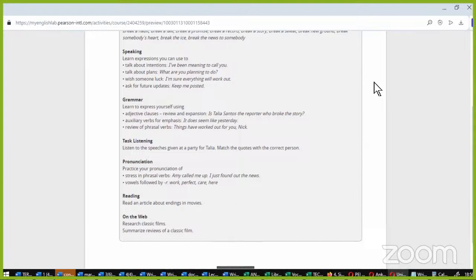Task listening. Listening to the speeches given at a party for Talia. Match the quotes with the correct person. Pronunciation. Practice your pronunciation of stressing phrasal verbs. Amy called me up. I just found out the news. Vowels followed by R. Work, perfect, care, here. Reading. Read an article about endings in movies. On the web. Research classic films. Summarize. Reviews of a classic film. Great. Any questions here?